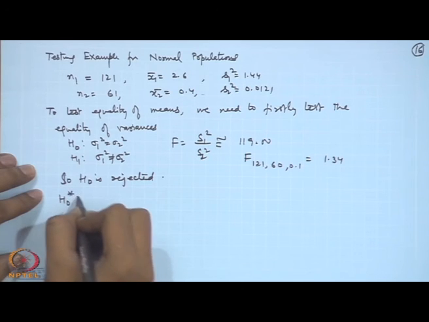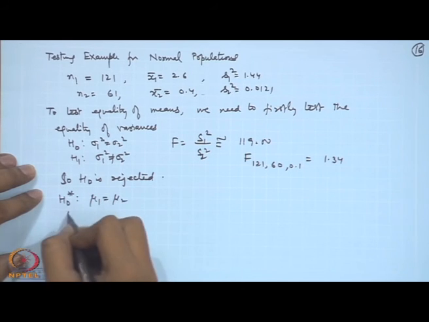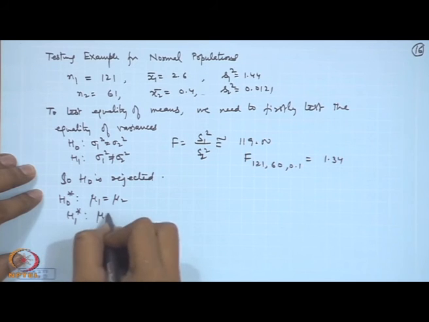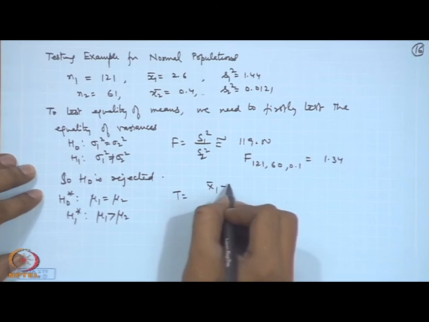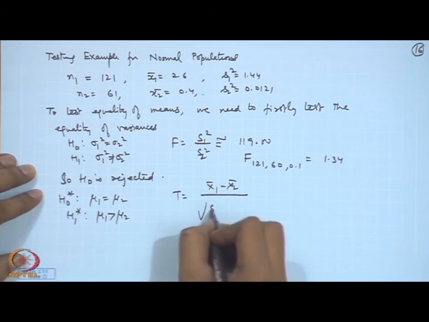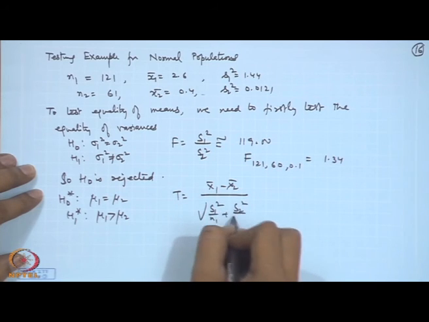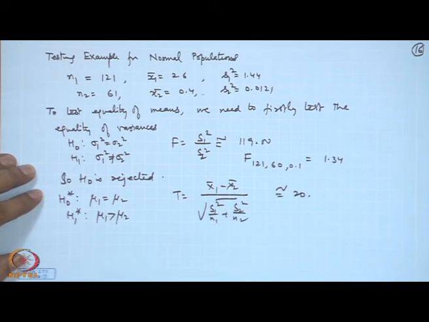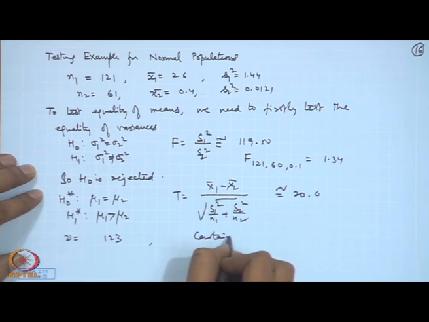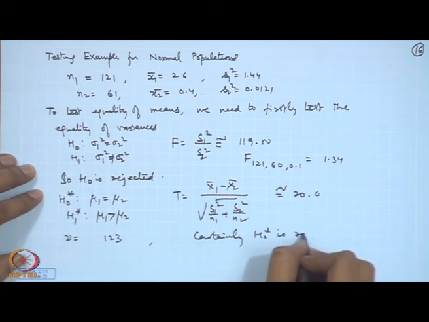So, now I consider say mu 1 is equal to mu 2 against say mu 1 is greater than mu 2. Then we formulate the test statistic x 1 bar minus x 2 bar divided by square root of S 1 square by n 1 plus S 2 square by n 2, that is 20 point approximately 0. If I consider the degrees of freedom of this t here, that is turning out to be approximately 123. So, certainly H naught star is rejected.